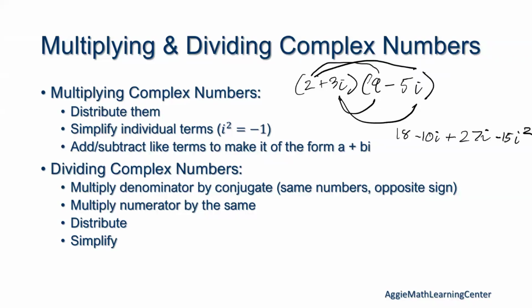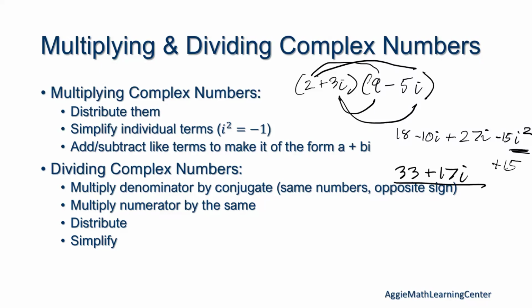From this point, we can then simplify individual terms, such as the i squared right here. That will just become a -1. And so that will simplify to being just a +15. And then we can combine like terms for the rest of our complex number, leaving us with 33 plus 17i. Just like that.